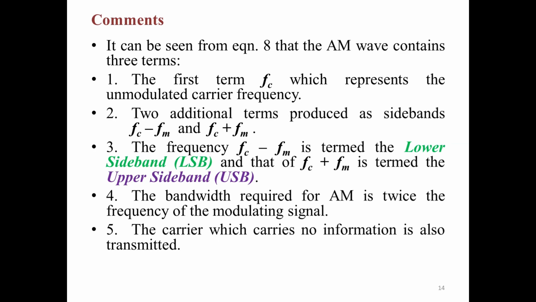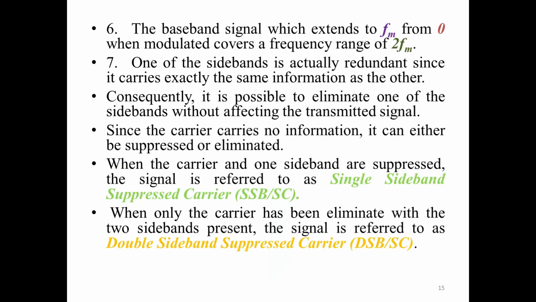The frequency FC minus FM is termed the lower sideband, LSB, and that of FC plus FM is termed the upper sideband, the USB. The bandwidth required for AM is twice the frequency of the modulating signal. The carrier, which carries no information, is also transmitted. The baseband signal, which extends from 0 to FM, when modulated covers a frequency range of 2 FM. One of the sidebands is actually redundant since it carries exactly the same information as the other. Consequently, it is possible to eliminate one of the sidebands without affecting the transmitted signal.